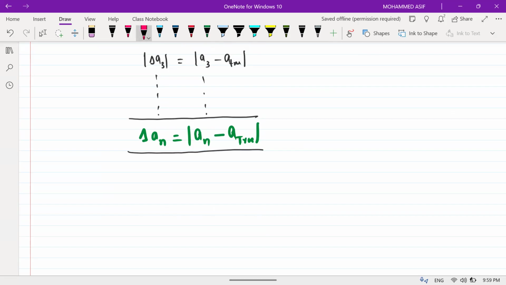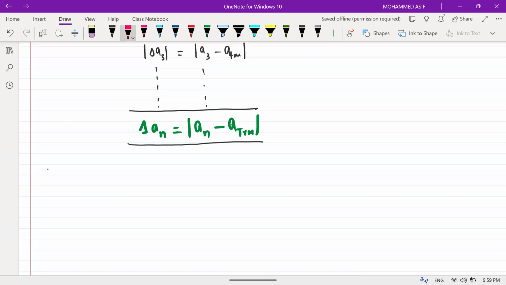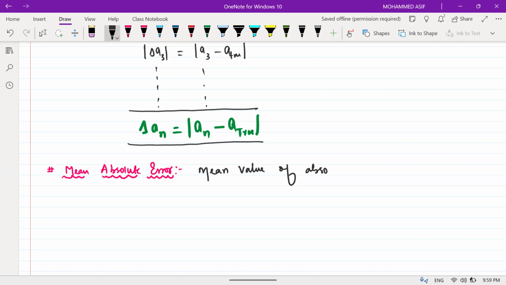Okay, write the next heading. We have got an idea of how to define absolute error. Next one is mean absolute error. Mean absolute error means the mean value of what? Absolute error. So it is the mean value of your absolute error.